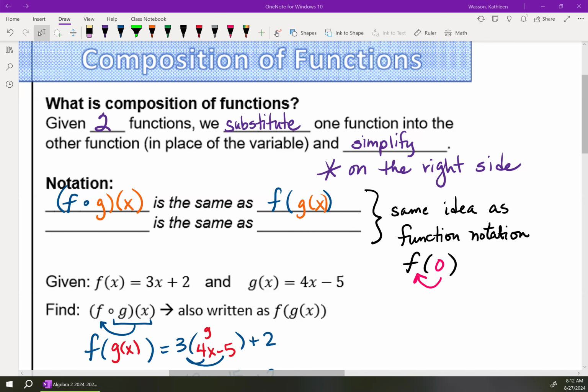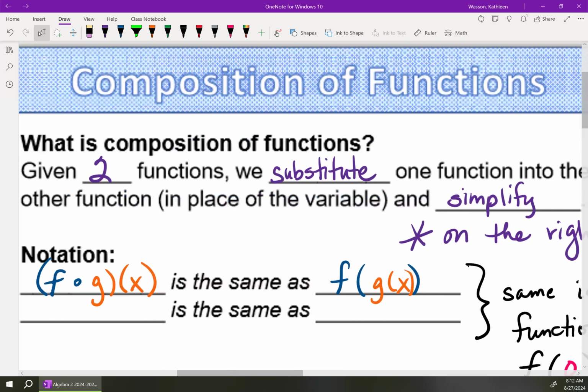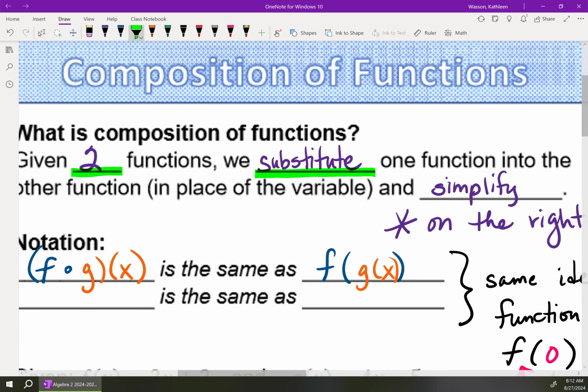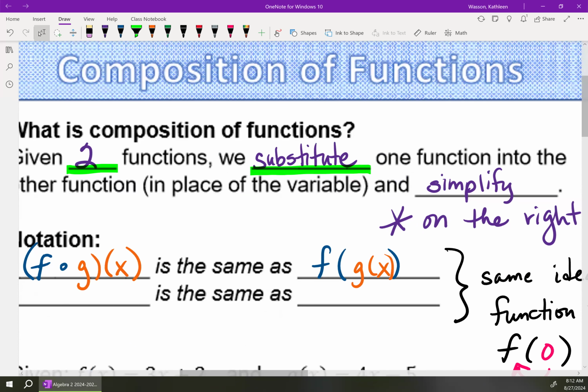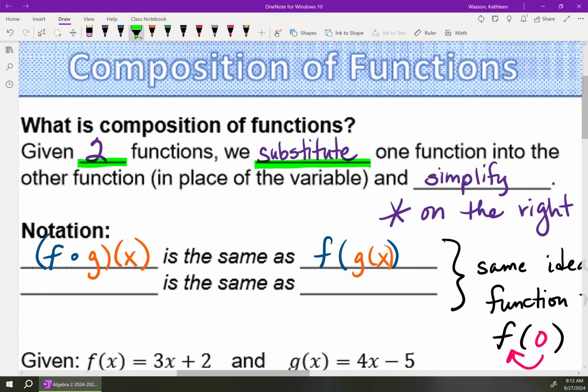I'd like to speak to you about composition of functions. Composition of functions is a little bit more involved version of function notation, where you're given two different functions and you substitute one function into the other function in place of the variable. So just like function notation, where you take the variable out and we would put a number, we will take the variable out and put a function.